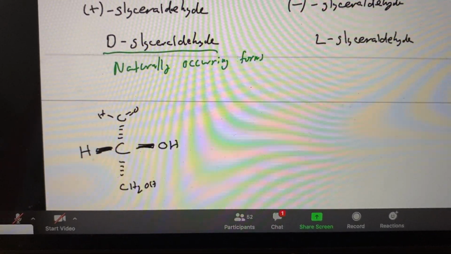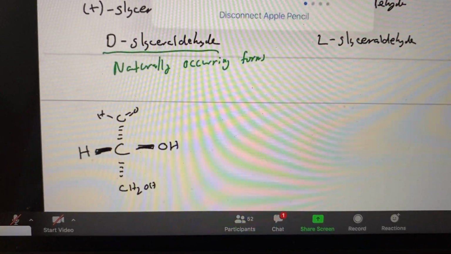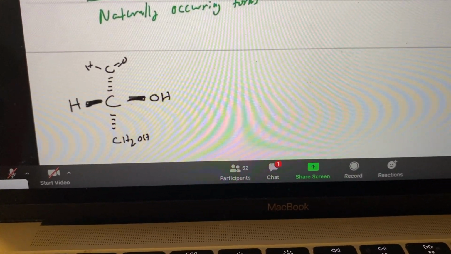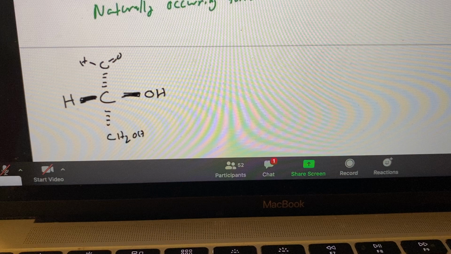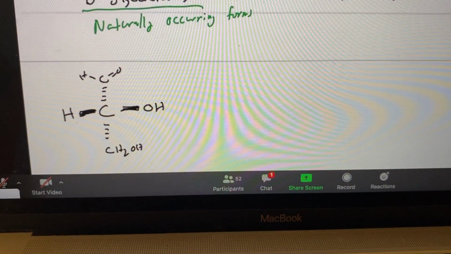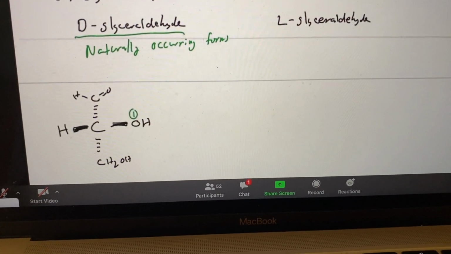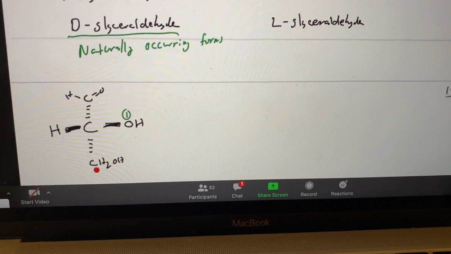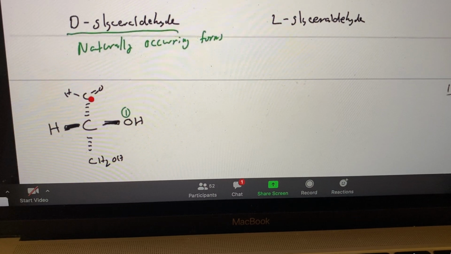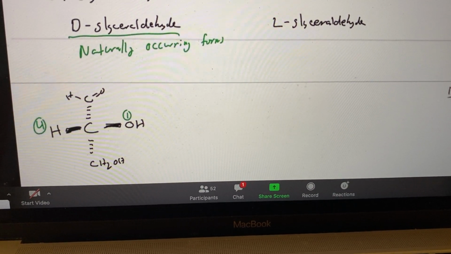So now let's go ahead and prioritize these four groups using the language from the first semester class. Let's use green here, of identifying the organization in what was known as the Cahn-Ingold-Prelog system. So we're looking for atomic number. We have oxygen, that's priority 1. We have a carbon here at the bottom, carbon, hydrogen, carbon. So we know that these two carbons are going to be of a higher priority than hydrogen. So let's put that to be priority 4.